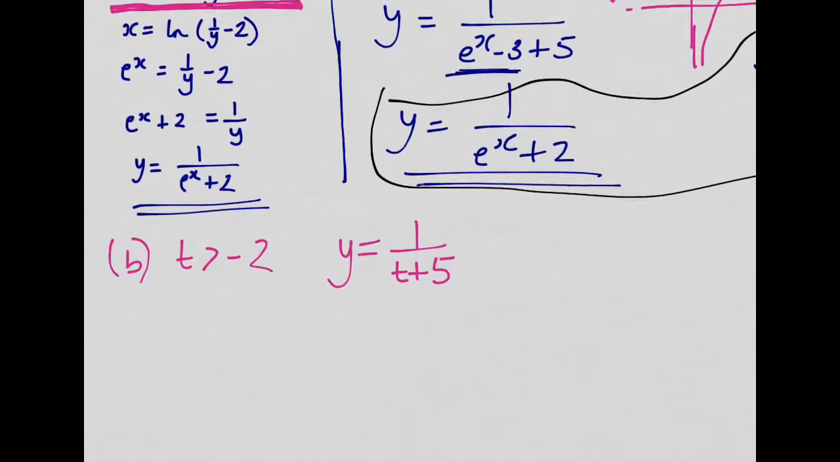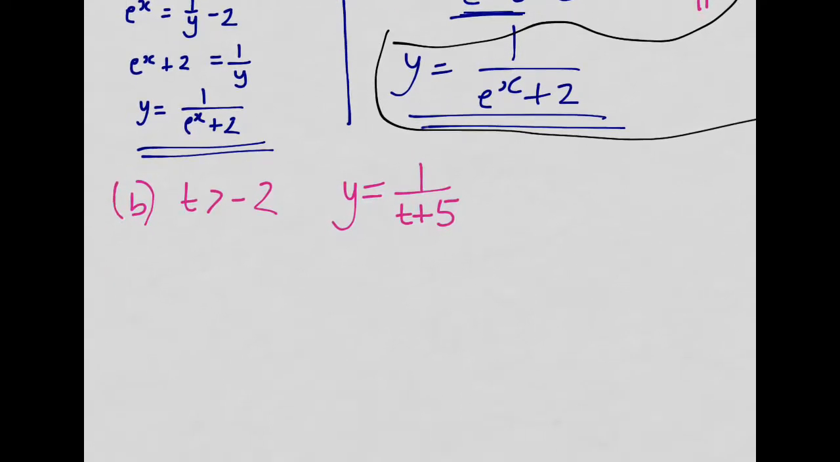Now let's think about this. What happens when t is -2? Let's look at when t equals -2, what is the value of y? Because it gives us an idea of what's happening. So I get y as 1/3.